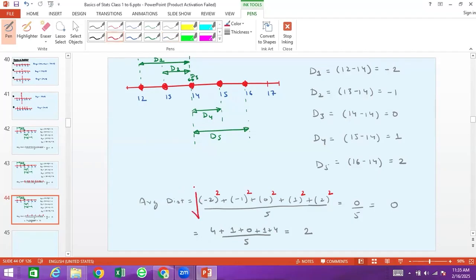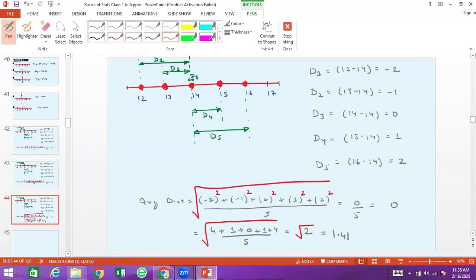You need to take an under root of that to make sure that you are not inflating the numbers. Okay, so it will be under root of this. It will be under root of 2. Under root of 2 is what? What is the value? 1.414. Right, very nice, 1.4. So we are saying that on an average, they are at a distance of 1.4.